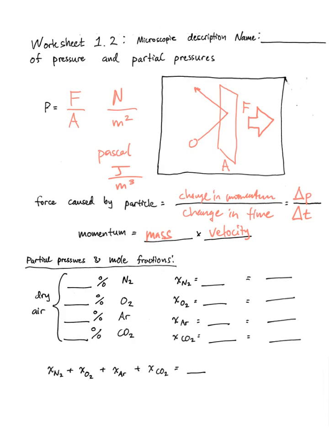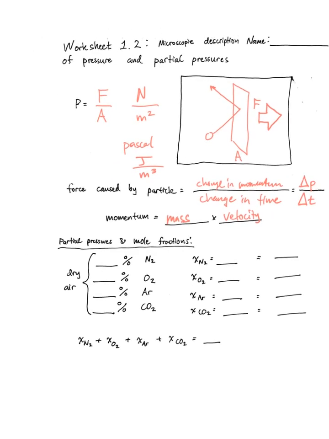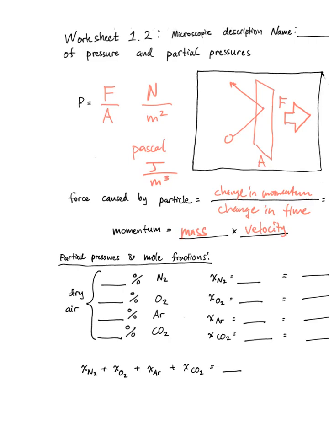Now let's talk about partial pressures and how they relate to mole fractions. If I've got a sample of dry air, then the air is going to be made of approximately 78.08% nitrogen gas, 20.95% oxygen gas, 0.93% argon gas, and 0.04% CO2.